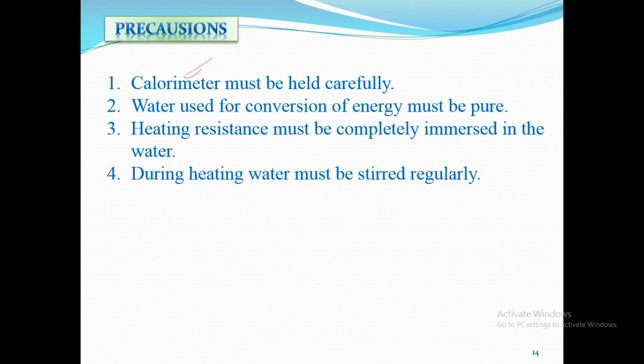The source of error is the water is not pure, and what is the precaution? Use pure water. The source of error number 3 is your heating resistance is not in the water. What is the precaution? It should be dipped in the water. Now, the fourth source of error is you are not stirring regularly. What is the precaution? Stir it regularly.